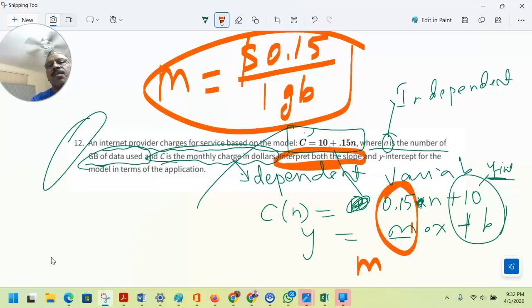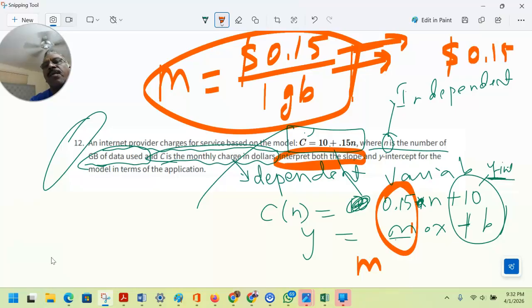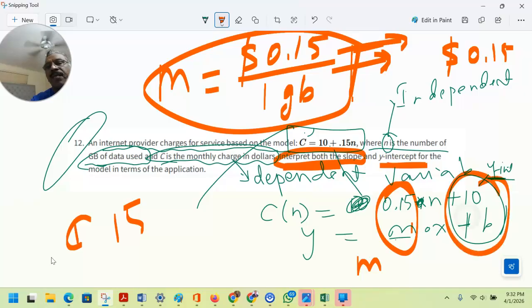So what is the slope? For every 1 gigabyte used, the company charges 15 cents, or $0.15. If you write it in dollars, it is 0.15. If you write it in cents, then it will be 15 cents. And the meaning of the y-intercept is the basic service charge itself.